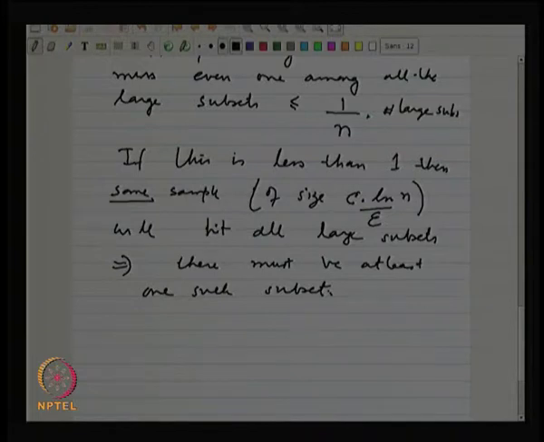Right. Then you are saying that the probability of missing even one amongst all the large subsets is just, for each of these large subsets, 1 over n. So I just add up the probability for all these subsets. They are not independent, they are correlated, but I can always add it up.